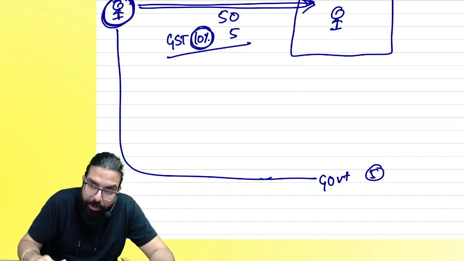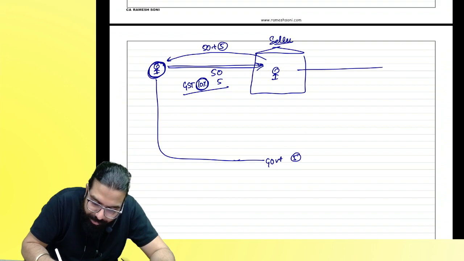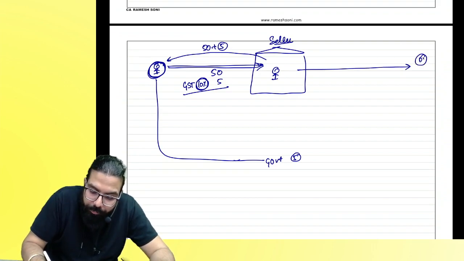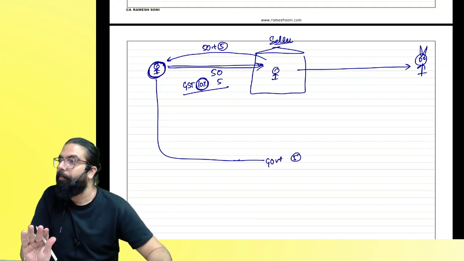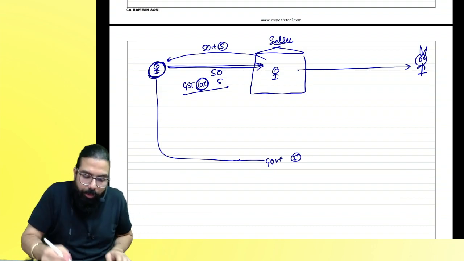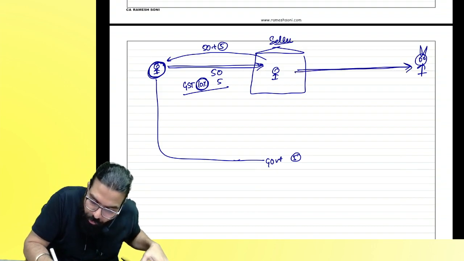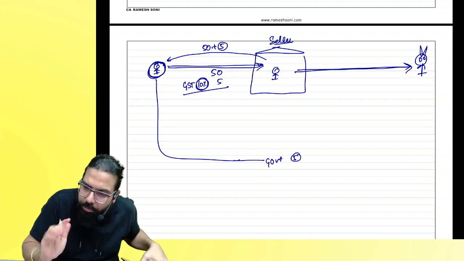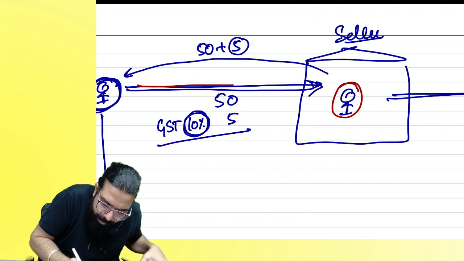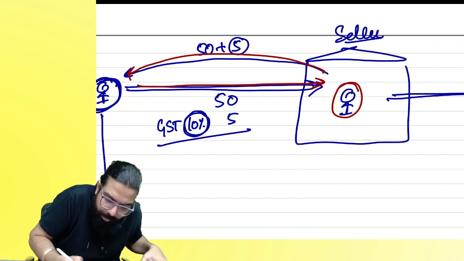Is my point clear till here? Now what will I do? I will sell the bottle further to ultimately whom? Consumer. Do you guys agree with me? Now over here, my question to all of you is, he sold me, I sold him the bottle. Am I the consumer? When he sold me the goods, I paid him GST.